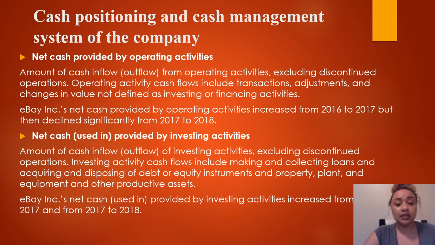Net cash used in or provided by investing activities is the amount of cash inflow or outflow in the investing activities, excluding discontinued operations, but the investing activity cash flows include making and collecting loans and acquiring and disposing of debt or equity instruments and property, plant, and equipment and other productive assets. So for eBay, their net cash used in the investing activities increases and decreases from year to year. So the cash positioning and the cash management system of both of these companies is very efficient, and they both seem to work well with managing all of this because of how advanced technology is at this point in time and all of the different payment methods that we have available to us that are pretty much automatic.